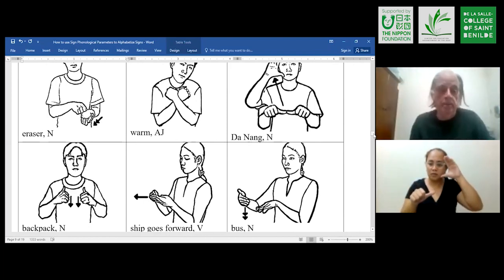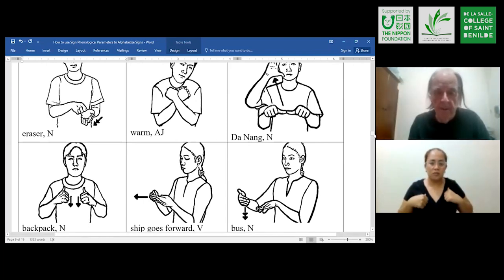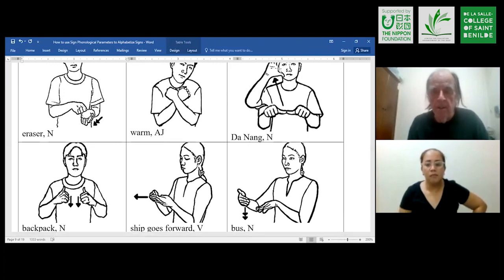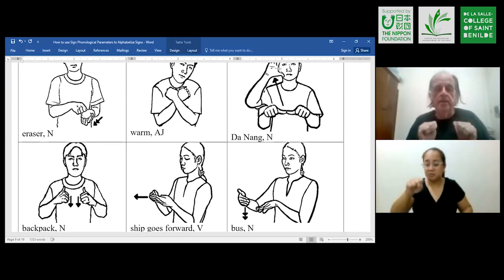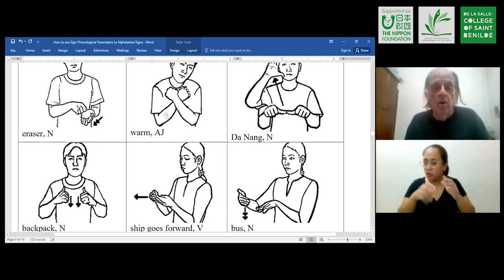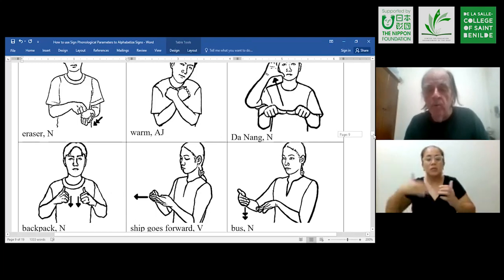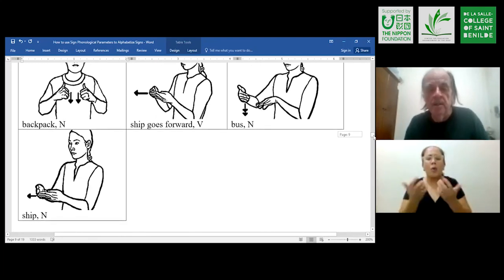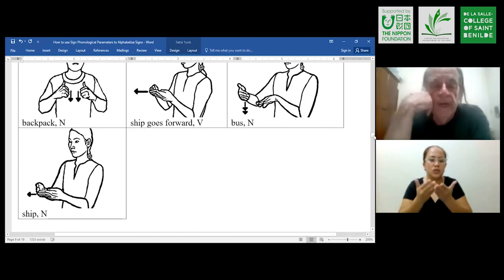Okay, let me show you this. Jasmine is saying backpack. Backpack, yes, because it's either kind of to the side orientation or even inward orientation. You can't tell from the picture. So it should be warm, eraser, backpack, and then Da Nang. And what about ship goes forward, bus, and ship?